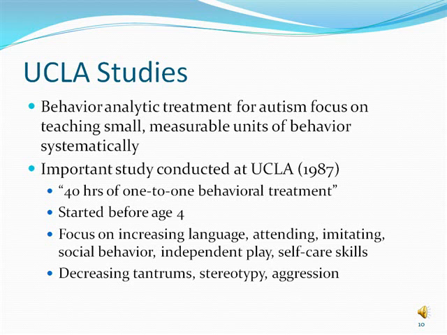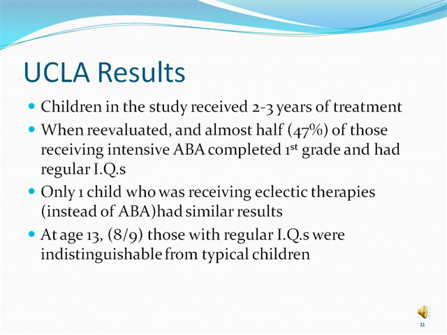In this study, children received treatment before the age of 4, and the treatment focused on increasing language, increasing attending, imitating, social behavior, independent play, and self-care skills, and also focused on decreasing tantrums, stereotypy like hand flapping, and aggression. The children in the UCLA study received 2 to 3 years of treatment. When reevaluated, almost half of those receiving intensive ABA had completed first grade and had regular IQ scores. Only one child who was receiving eclectic therapies, so those that weren't ABA, had similar results. When those successful children were retested at age 13, 8 out of 9 were indistinguishable from typical children.